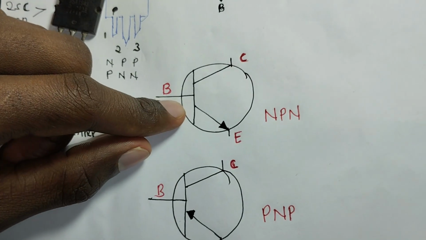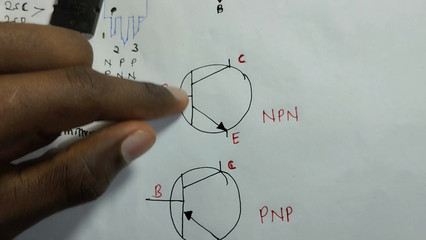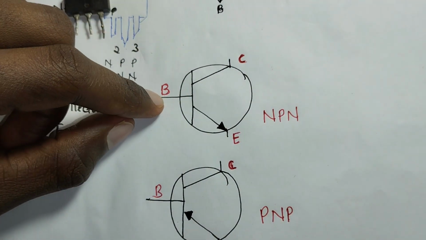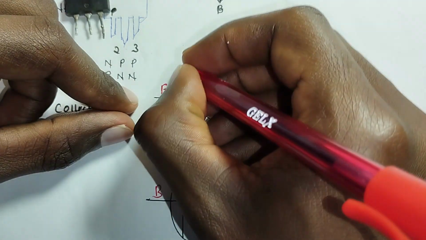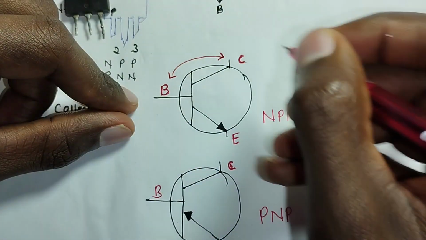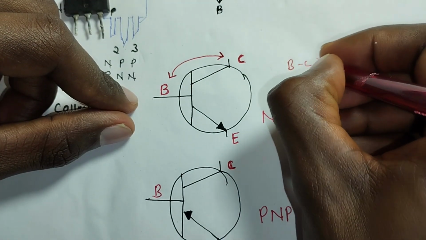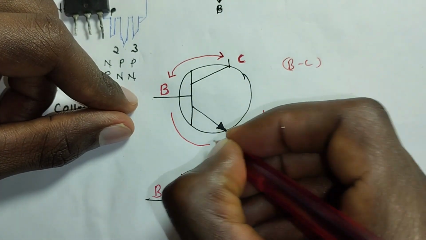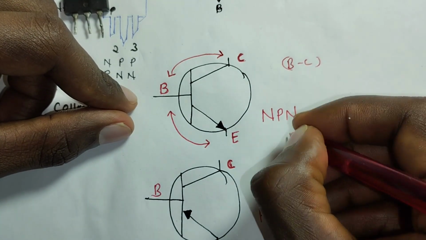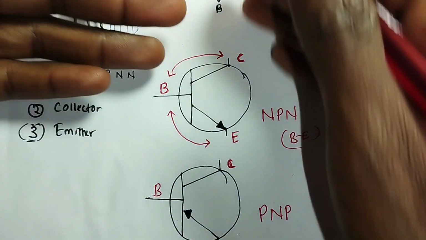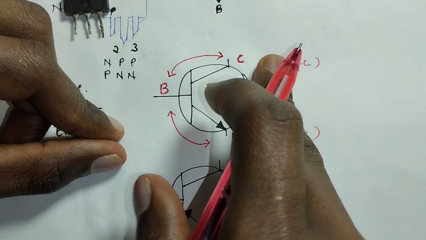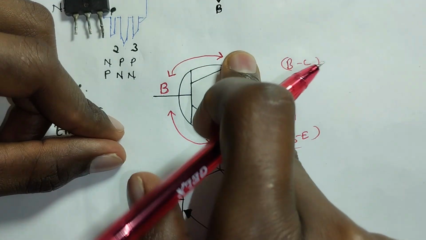Now remember, we say that these transistors, or rather the BJTs, have two junctions. The first junction will be your base collector junction, this one, the BC junction. The other junction will be your base emitter junction, your BE junction, hence the name bipolar junction. Just from the name, you have two junctions, BE and BC, base emitter, base collector.